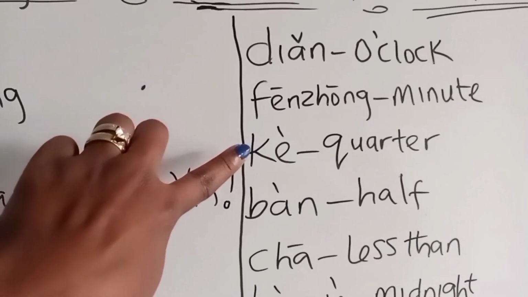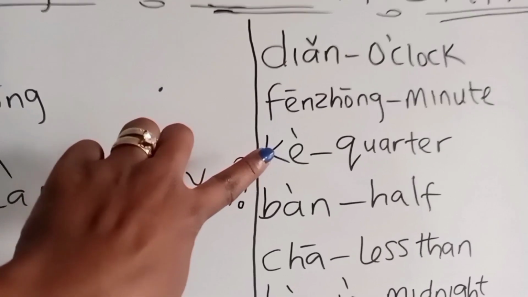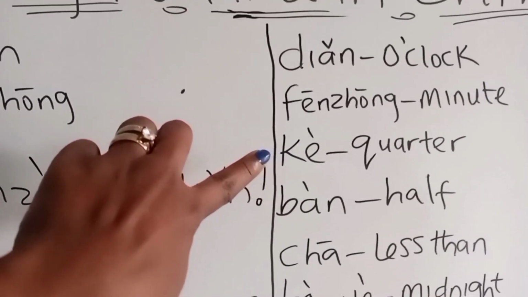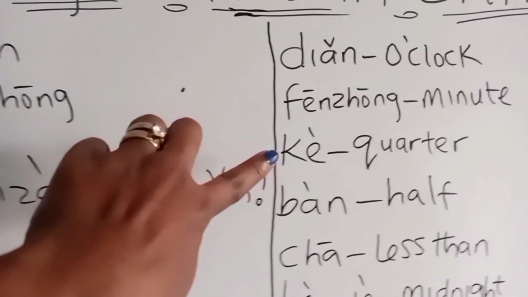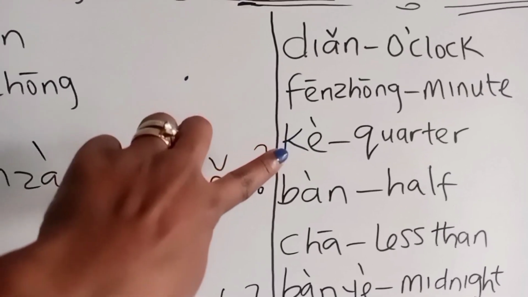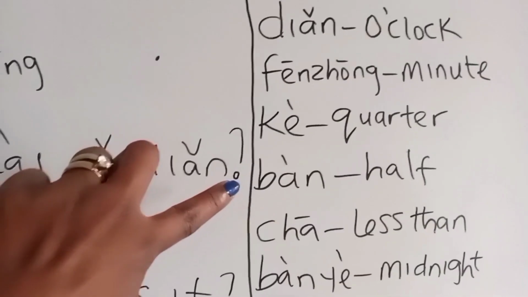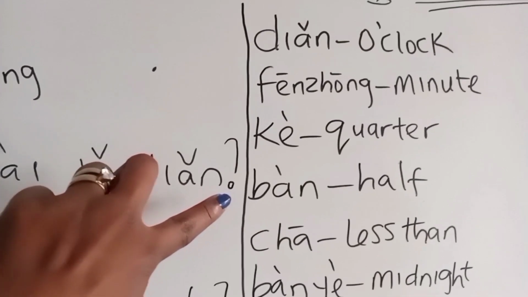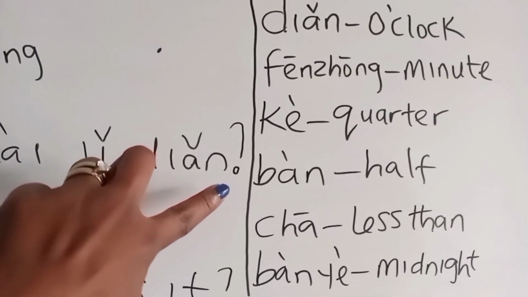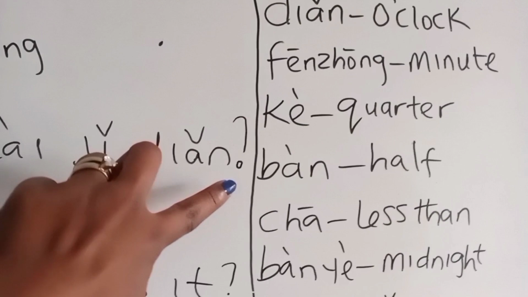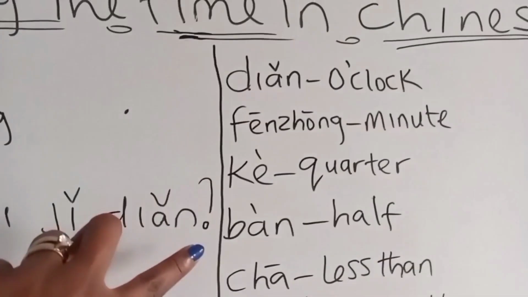This is ke. Ke means a quarter. If you want to say a quarter past 2, you say liang dian yi ke. This is ban. This is half an hour. If you want to say 3:30, you say san dian ban. San is 3. Dian is o'clock.